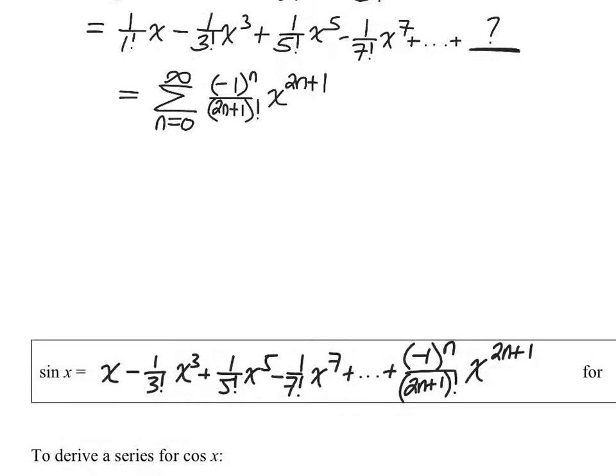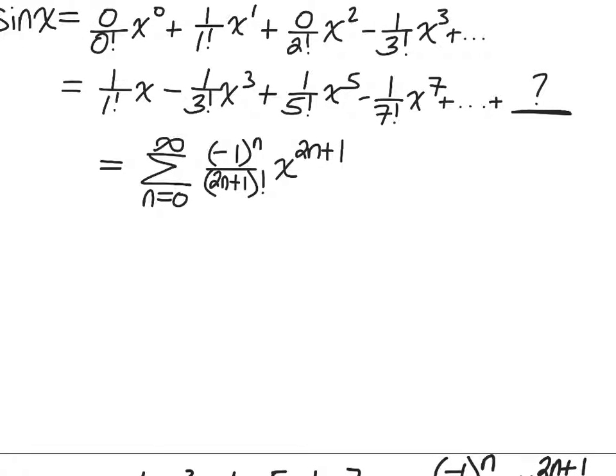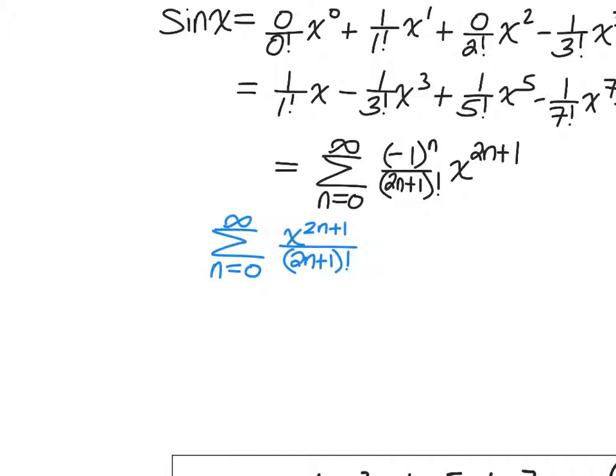So first thing I'm going to do is take the absolute value of it, which is basically going to get rid of the alternating component of it. All right, so I'm looking for absolute convergence.